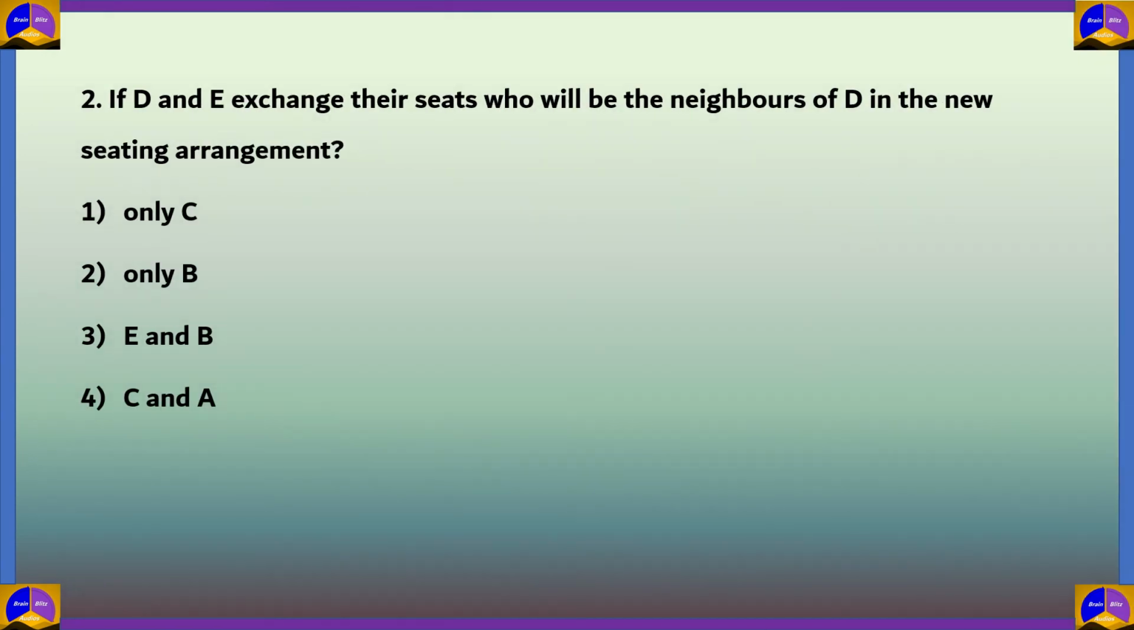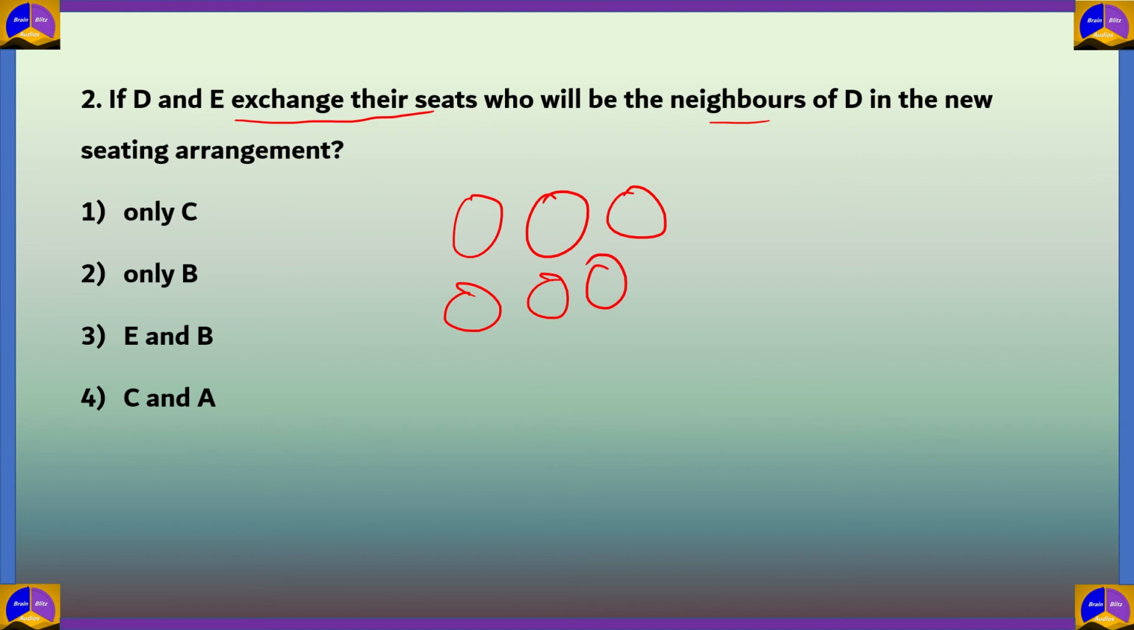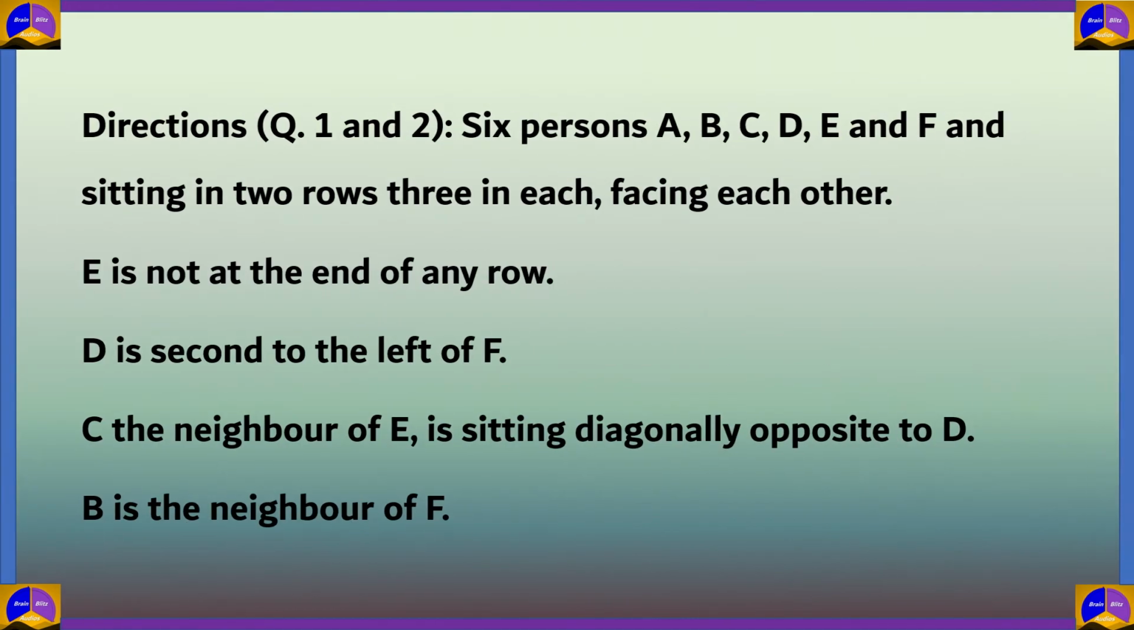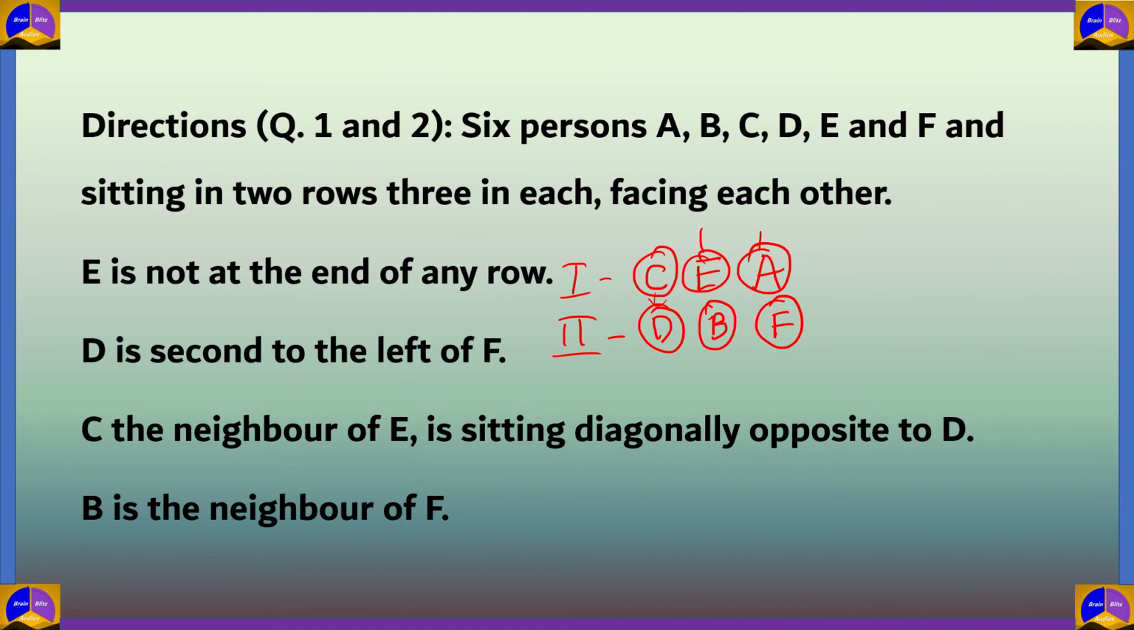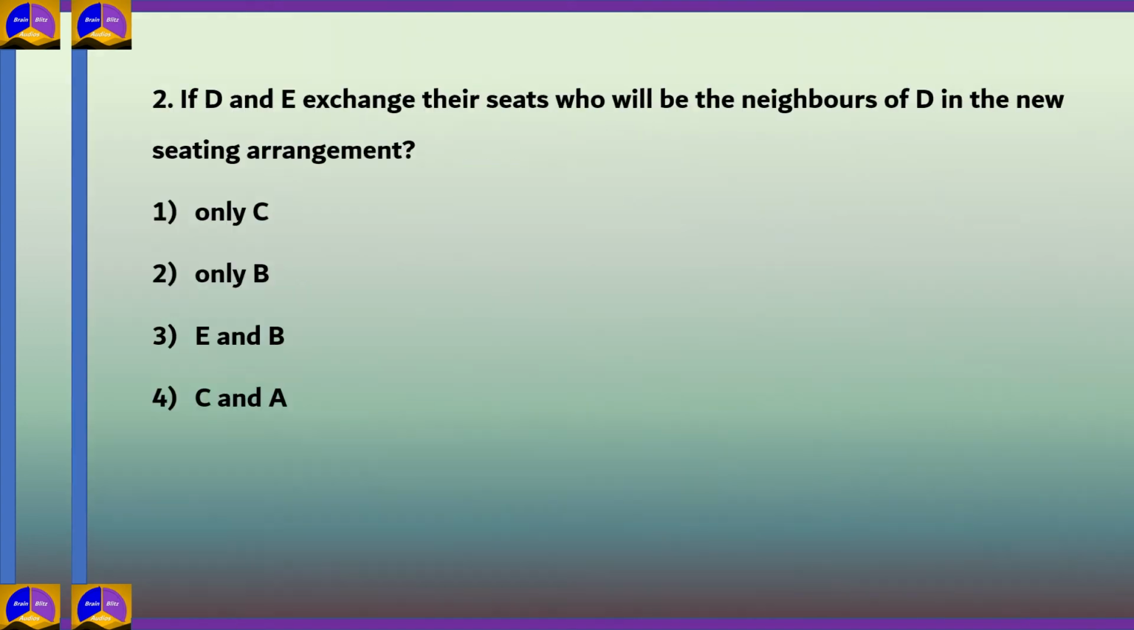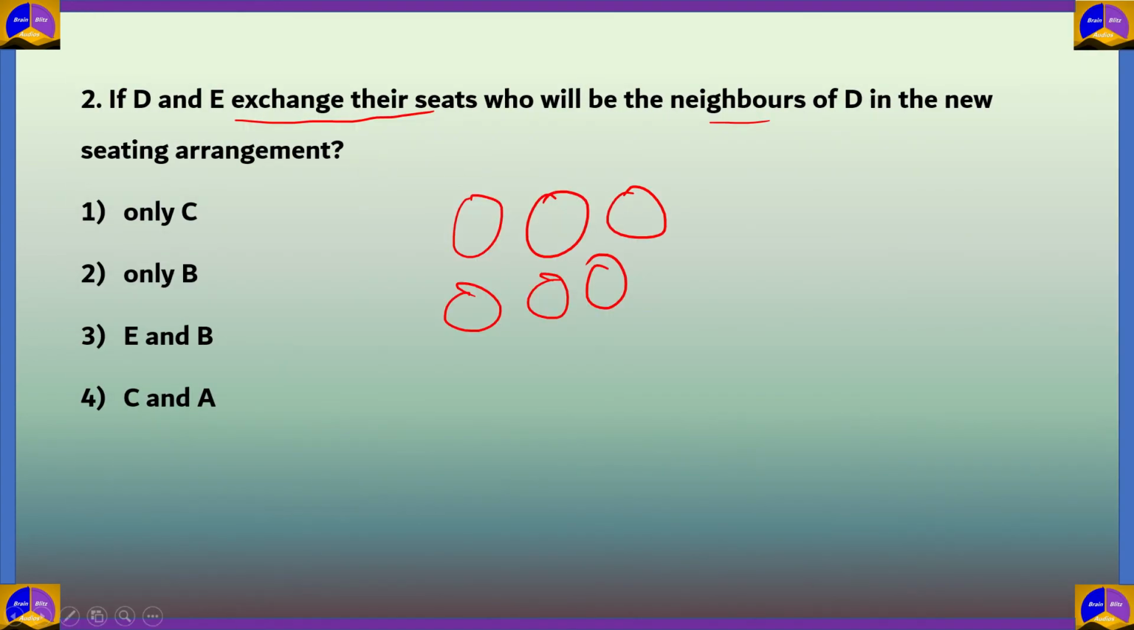Question number 2. If D and E exchange their seats, who will be neighbors of D in the new seating arrangement? So let's draw the seating arrangements again. So CEA, DBF.